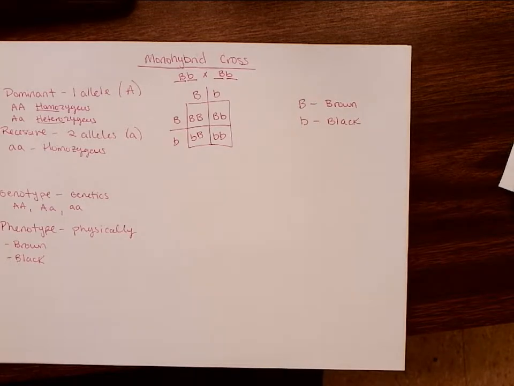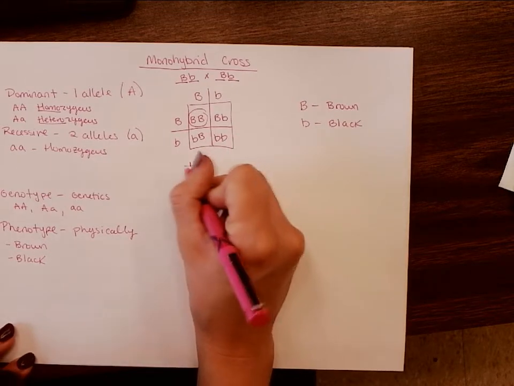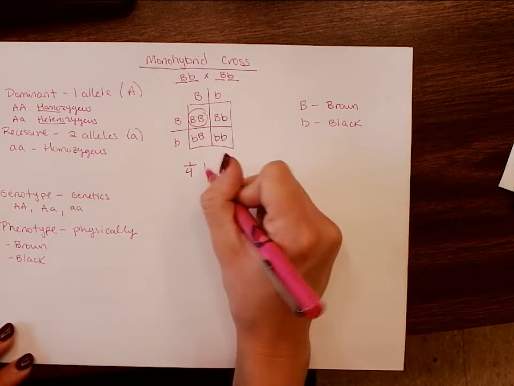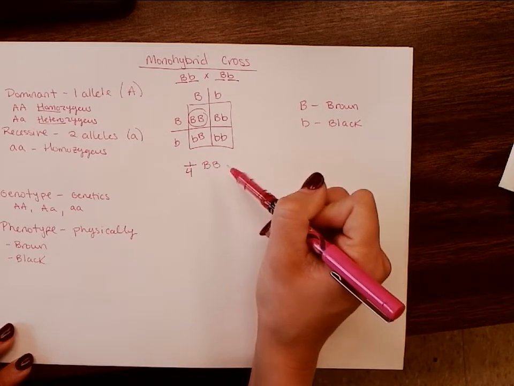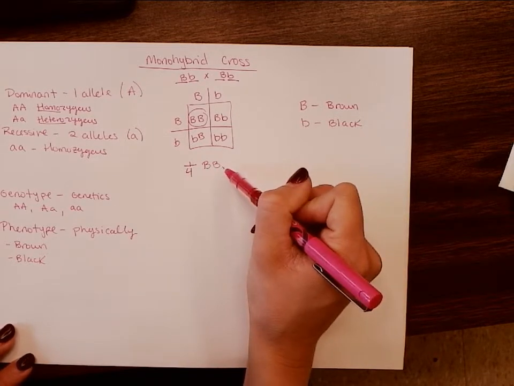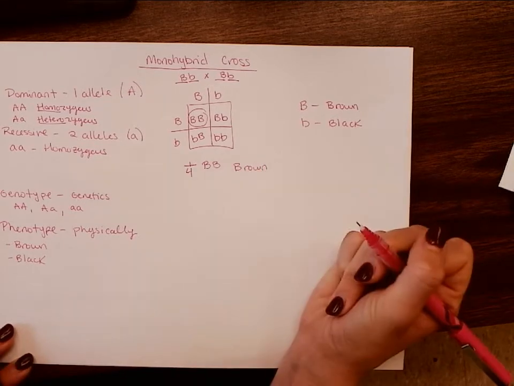The next step is then to look at what are the possible offspring that these parents can have. And so we just have to go through box by box, look at the genotype, and then we can determine the phenotype. In my first box, out of my 4 options, I have 1 out of 4 could be capital B, capital B. They are homozygous dominant. Because they have at least one dominant allele, we know it's going to have brown fur.